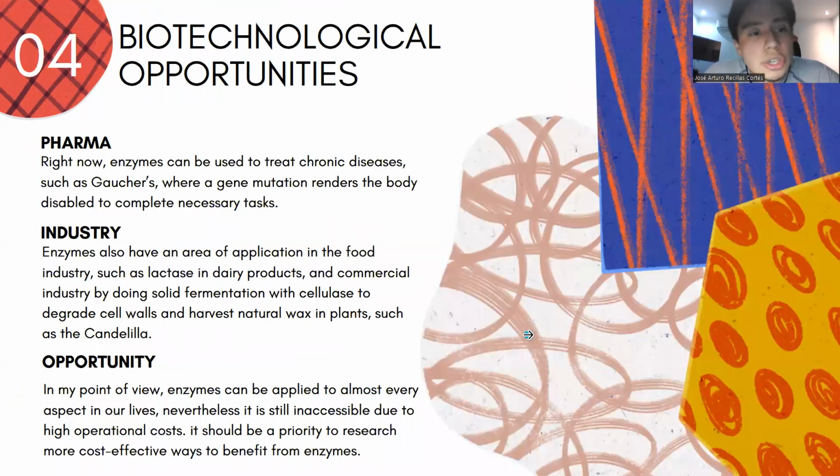Technological opportunities, pharma: right now, enzymes can be used to treat chronic diseases such as Gaucher's, where a gene mutation renders the body unable to complete necessary tasks.